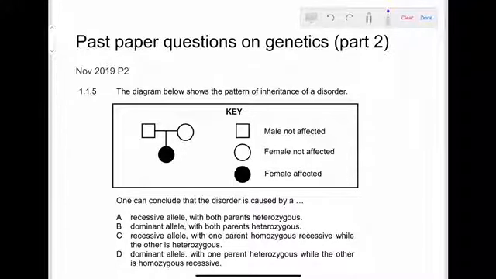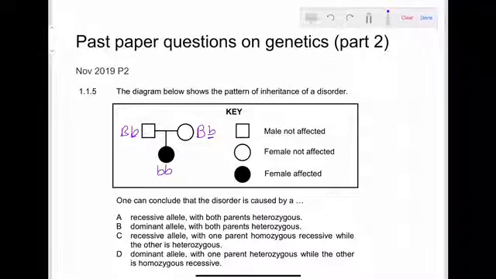Don't be put off by the fact that it says male-female. Don't assume that this is a sex-linked disorder. In fact, it isn't. So if the male is not affected, he will be capital B, and we're not sure of his second allele. If the female is not affected, she will be capital B. We're not sure of her second allele. We've just chosen B's at random here. The child, however, is affected, and so the child will be small b, small b. That means that both parents must be heterozygous.